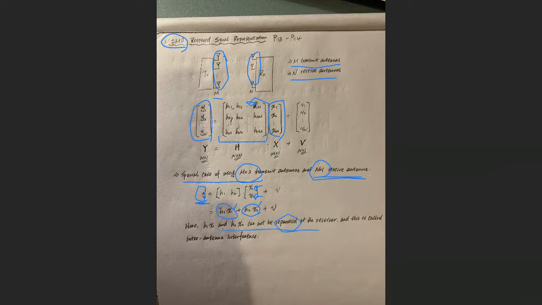So this is called inter-antenna interference. These two elements interfere with each other. So we either have to try to separate them as a receiver, or we do some design at the transmitter. We change the transmission pattern here so that it would make it easier for the receiver to separate them. But either way, we need to separate them so that we can detect them separately.